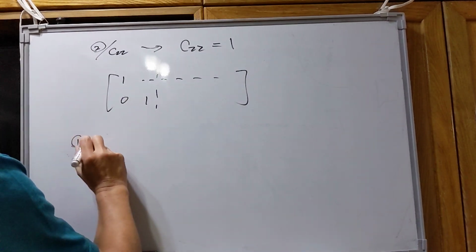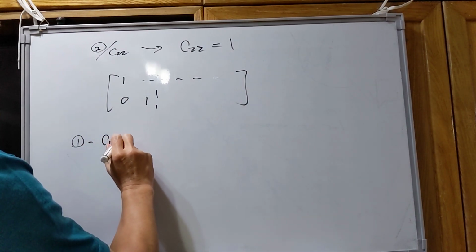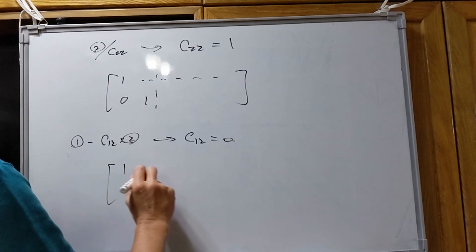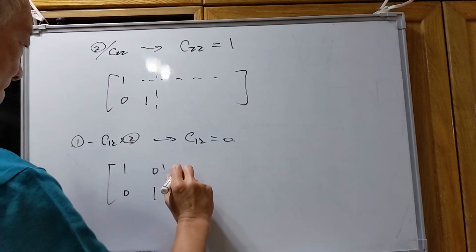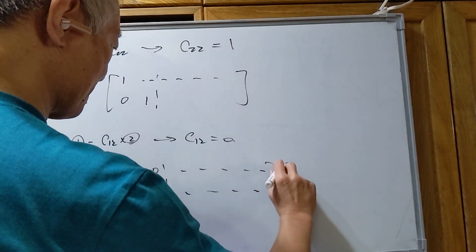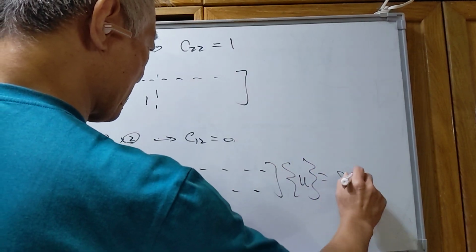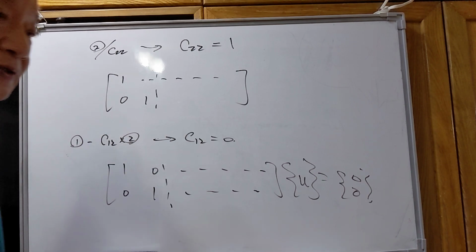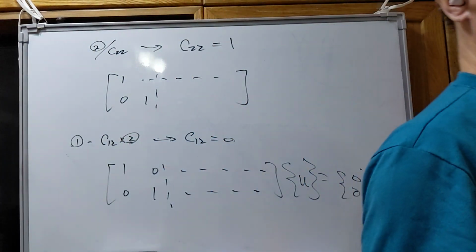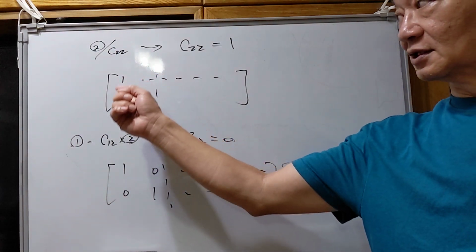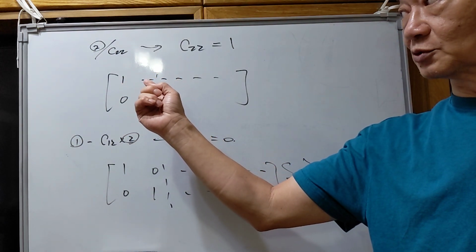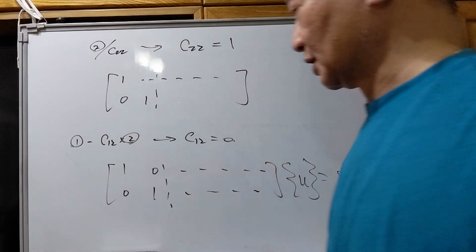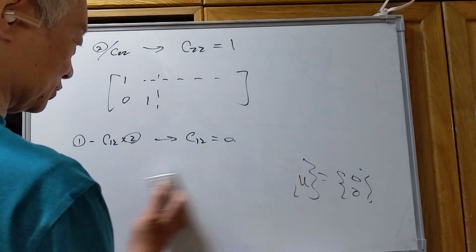Then the first equation minus C12 times the second equation to make C12 equal to 0. That's the so-called Gauss-Jordan elimination method. If we do the Gauss-Jordan elimination method, then we can make C11 equal to 1, C12 equal to 0, C21 equal to 0, C22 equal to 1. Okay, so that's the so-called Gauss-Jordan elimination method.